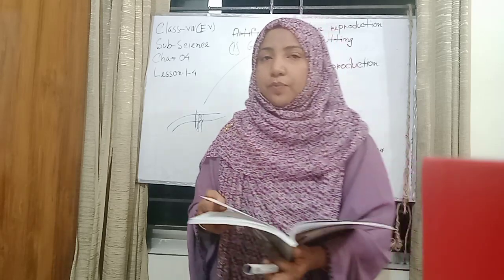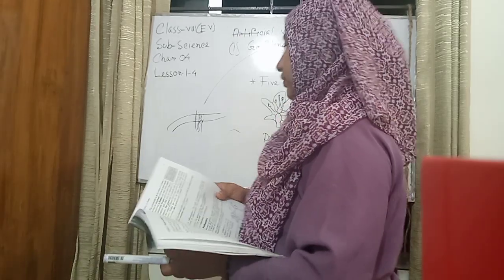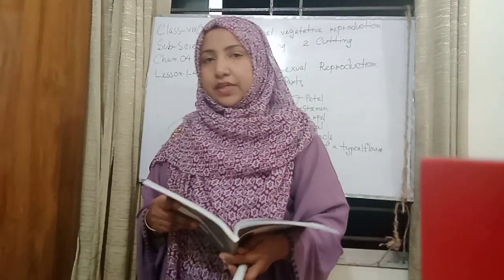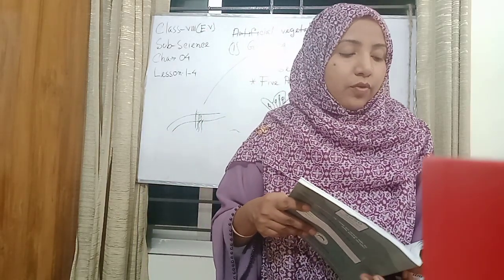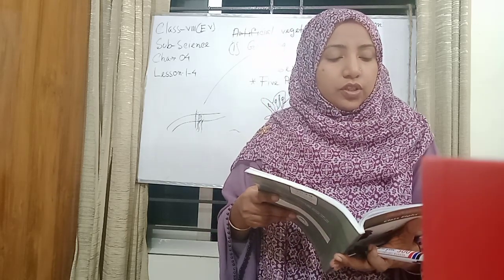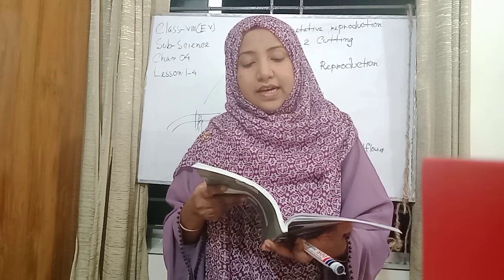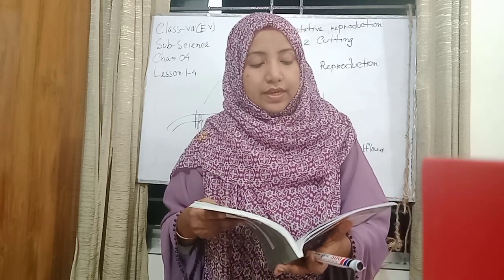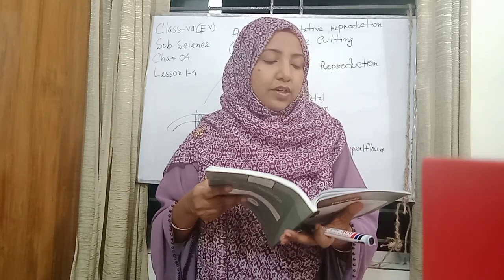Now our next topic is lesson 4. I have selected sexual reproduction, a very important topic, my dear students. Now, what is the meaning of sexual reproduction? Fruit grows from flowers and seed from fruits. Seed gives rise to the next generation. A flowering plant produces offspring through sexual reproduction.